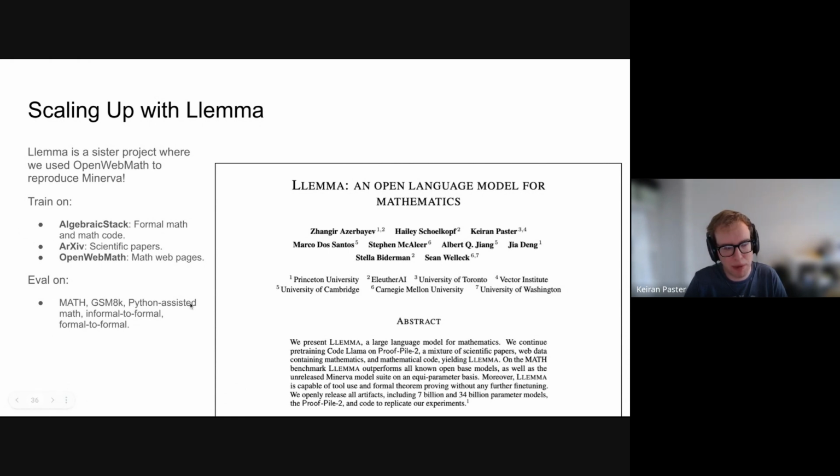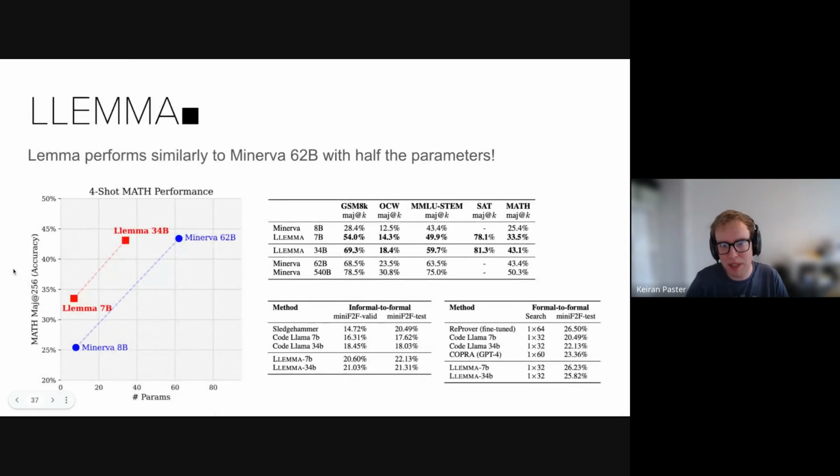We evaluate on Python-assisted math, so math where you don't just directly solve it with chain of thought, but you write a program to solve it. And also on these formal math evaluations. So for instance, taking informal math and formalizing it, and also this formal to formal theorem proving task. And so basically, when we trained this model, we found that it actually performs extremely well. This is the MATH performance of our model. And this is the scaling curve of Minerva.